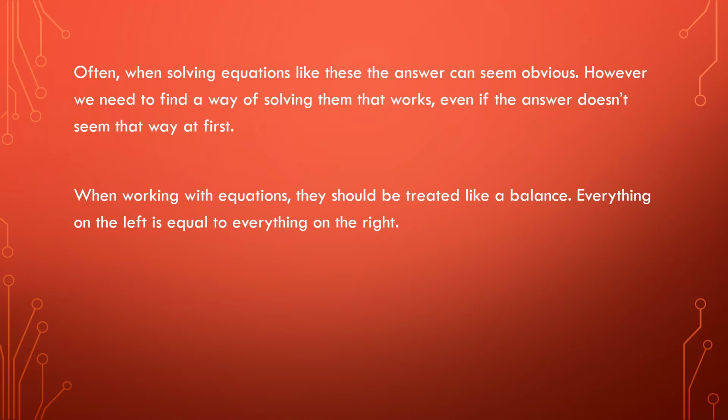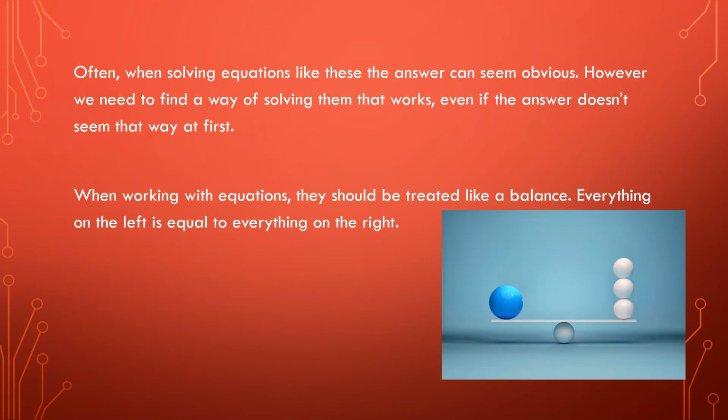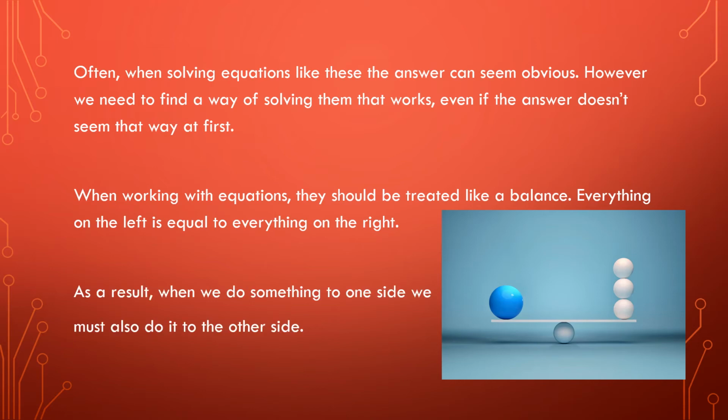When we're solving our equations, they need to be treated like a balance. Everything on the left hand side of the equal sign is equal to everything on the right hand side. The blue bottle on the left is equal to the 3 white ones on the right. So when we try and solve these, anything we do to one side, we must also do to the other side.